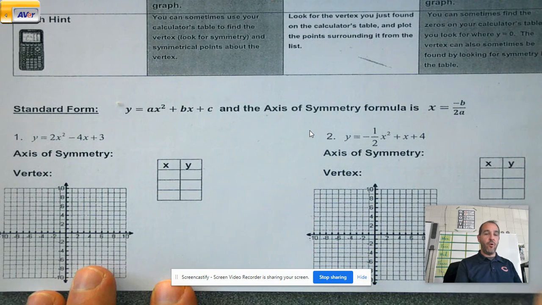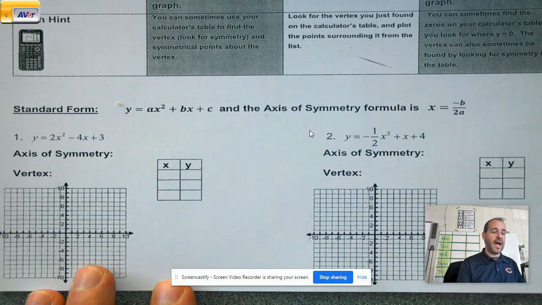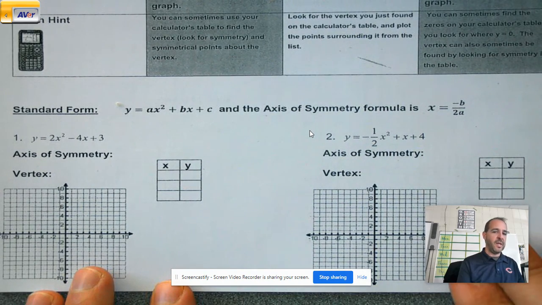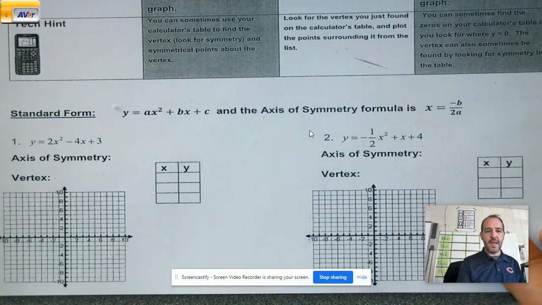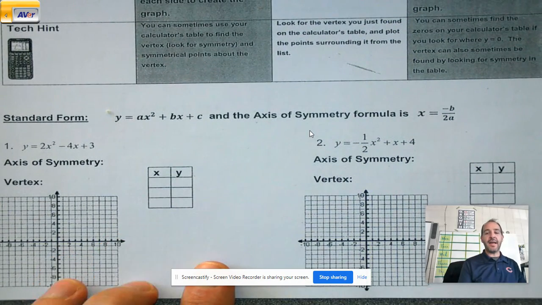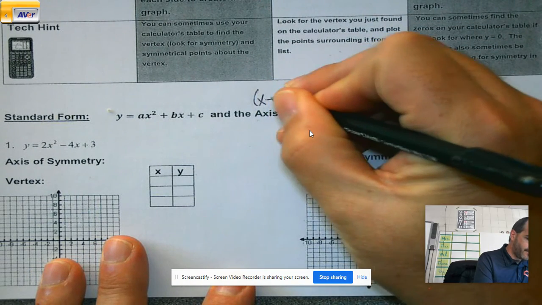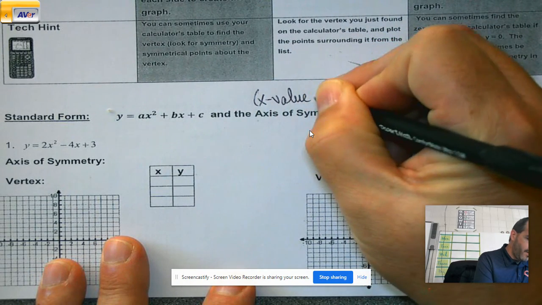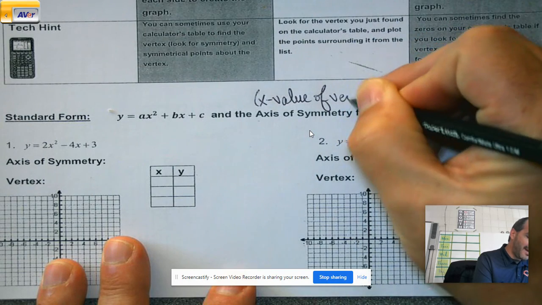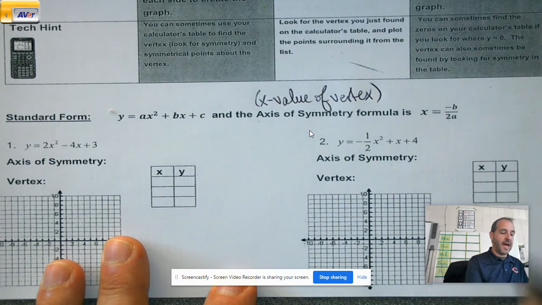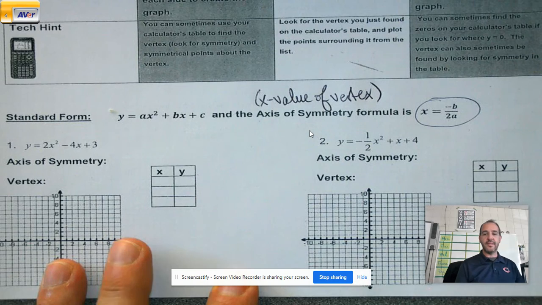So standard form, that's where we're starting, in the first column on your help portion there. So y equals ax squared plus bx plus c, and the axis of symmetry, we're going to add a little something to this, which is exactly the same as the x value of your vertex is found by using this little formula.